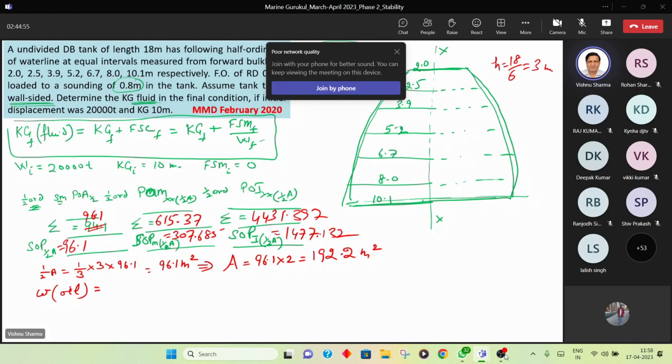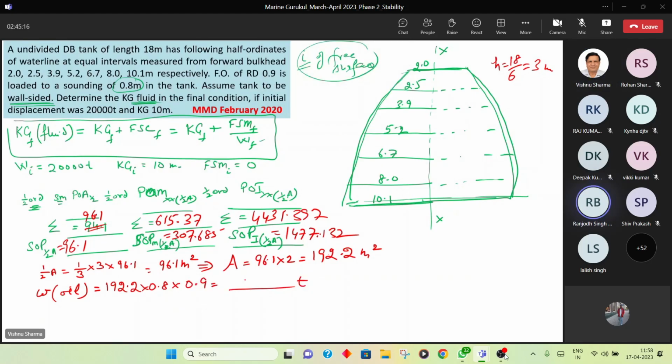Now, what will be the volume of the oil? Volume of the oil will be this area, because it's the sounding, right? Into density. 192 by the sounding of 0.8 multiplied by RD of oil 0.9. How many tons does it come to? 138.384 tons.